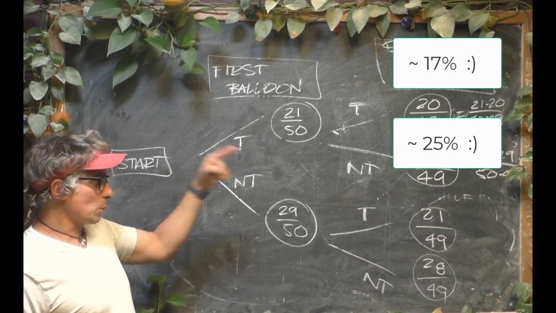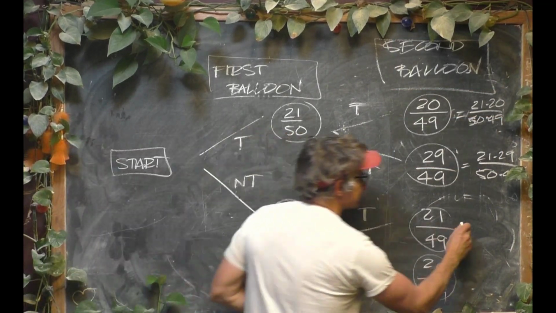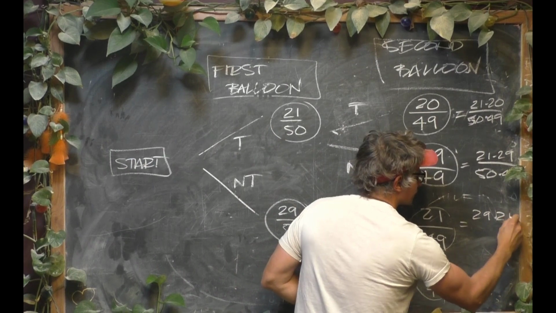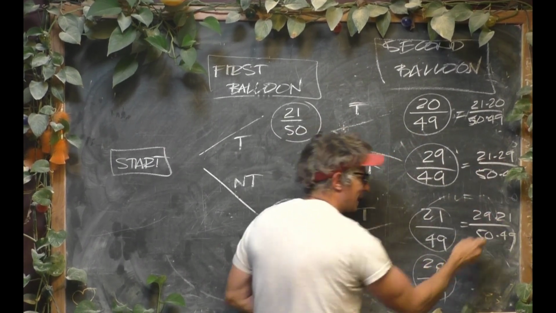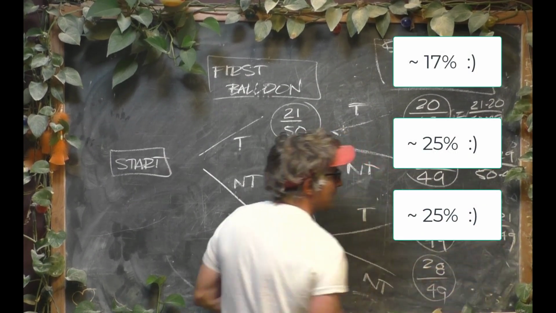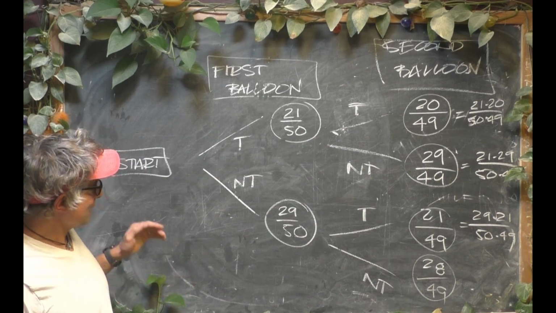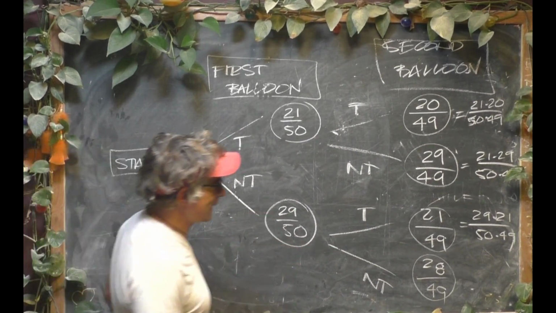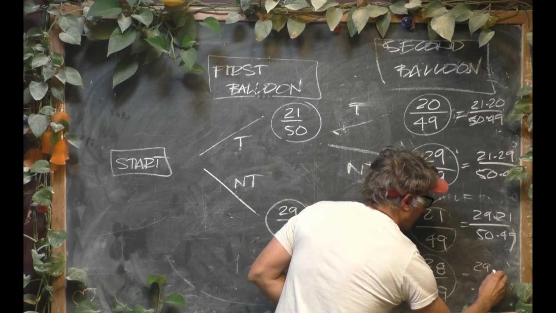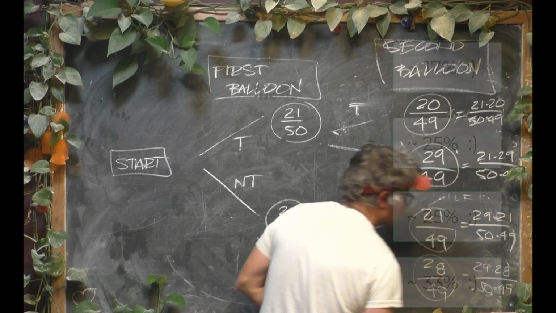This one's going to be the same as the one we just did, except the numbers are in the reverse order. 29 times 21 over 50 times 49. So whatever you got here, you're also going to get here. The math is the same, which hopefully makes sense. You're getting 1 loser and 1 winner. And last but not least, it looks like the most likely outcome is going to be this one. 29 times 28 over 50 times 49.